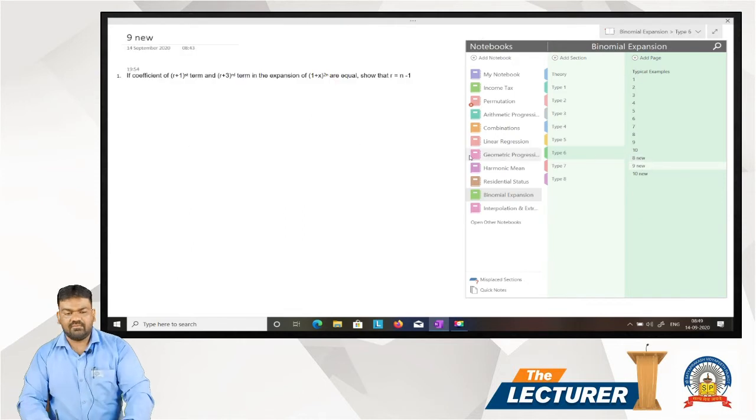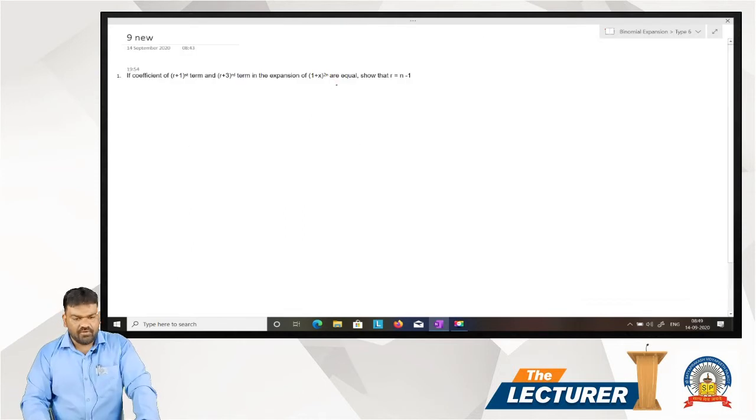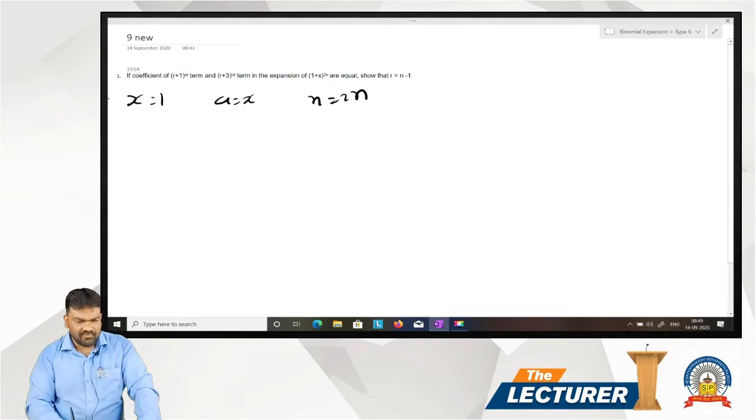Next, example number 8: if the coefficients of the (r+1)th term and the (r+3)th term in the expansion of (1 + x) raised to 2n are equal, show that r is equal to n minus 1. Now, x is equal to 1, a is equal to x, n is equal to 2n. We have to find the coefficient of the term.